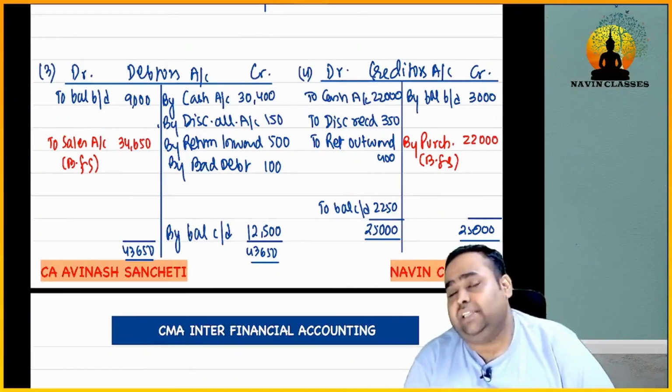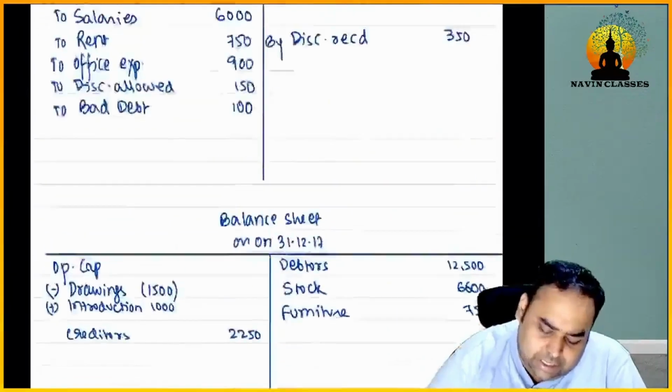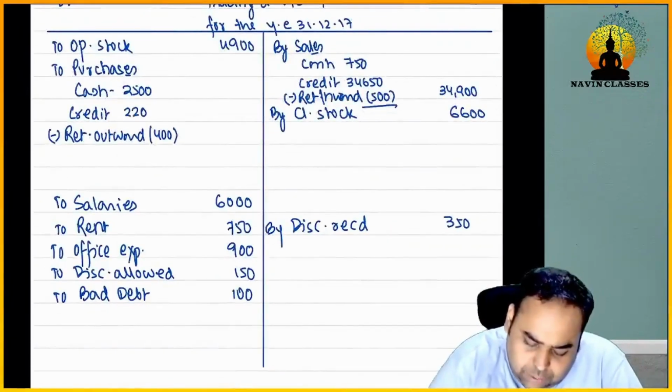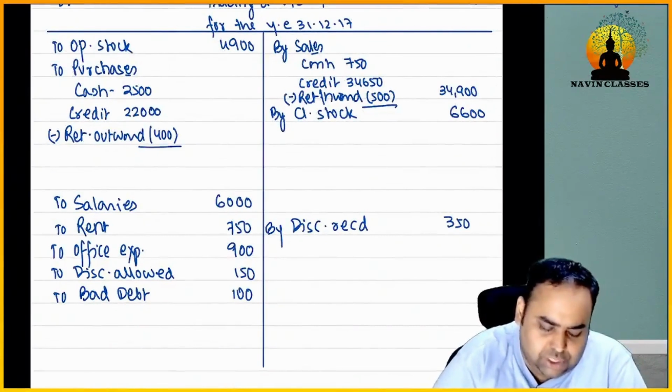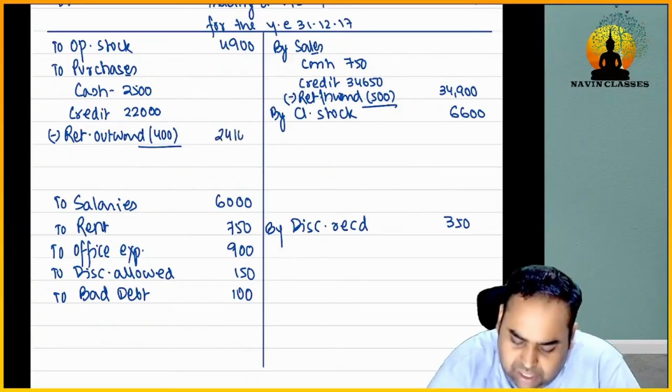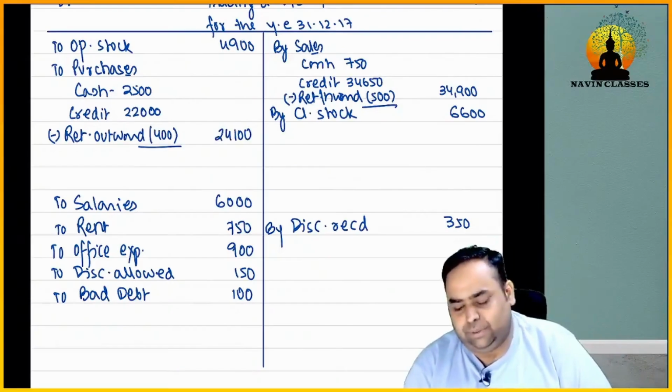Where will these purchases go? These purchases will go to the trading account. So add 22,000 credit purchase to the trading account. 22,000 plus 2,500 minus 400: 24,100.